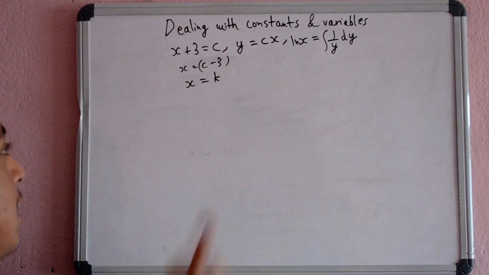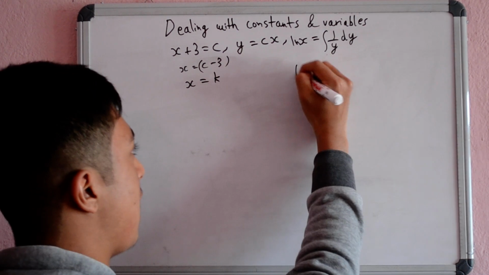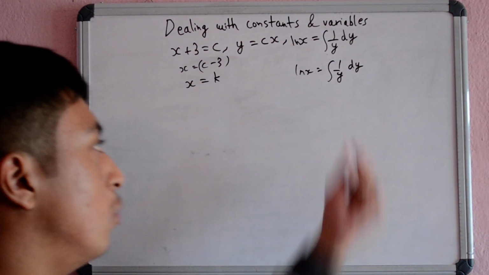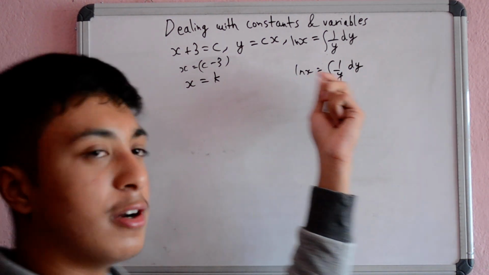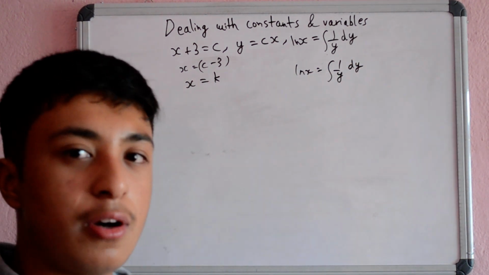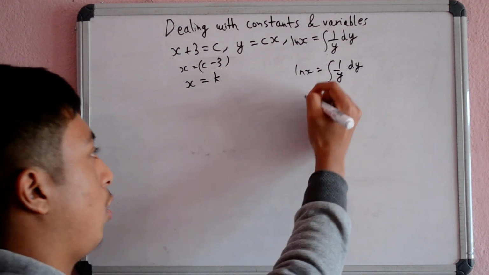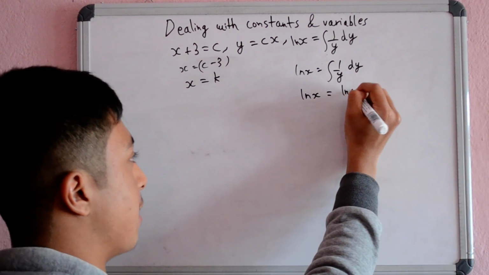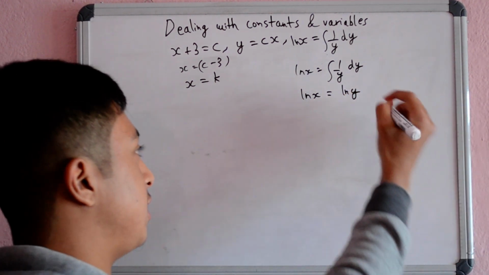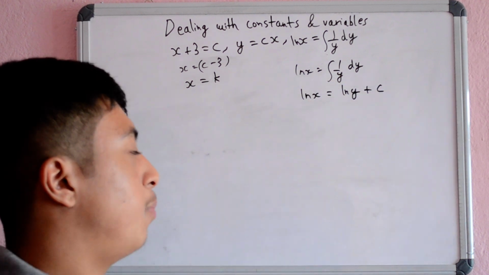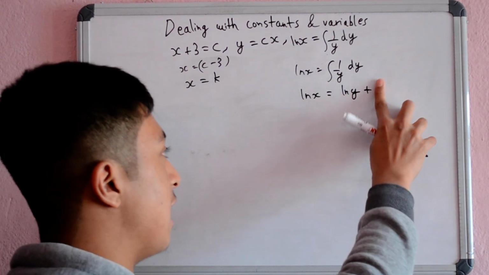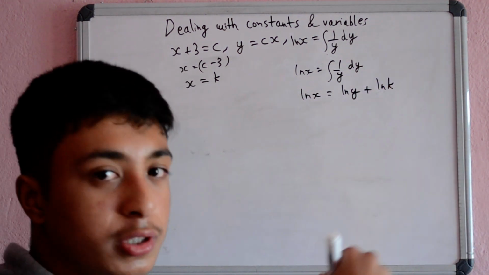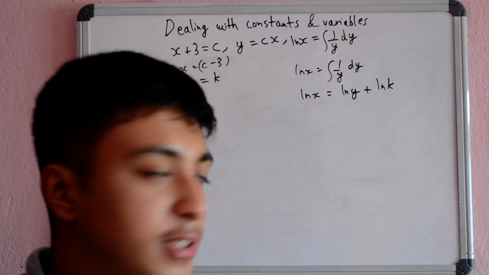Now let's talk about the third equation. ln x equals the integration of 1 by y dy. Well, we have a similar question like this in our variable separation exercise, I think, or in some question. So let's solve it. ln x equals the integration of 1 by y, which is ln y, and don't forget the plus c. But this plus c, we can write as the log of another constant, let's say k, because both c and ln k are constants.